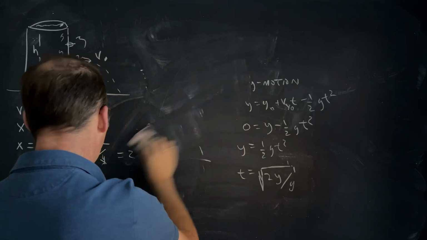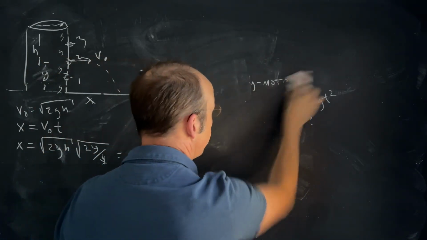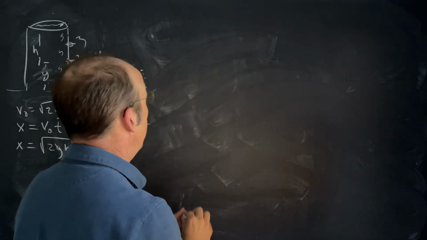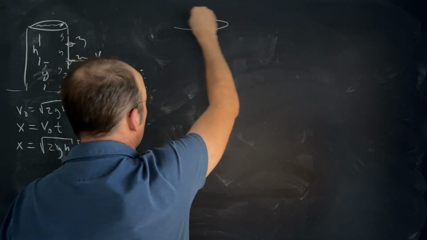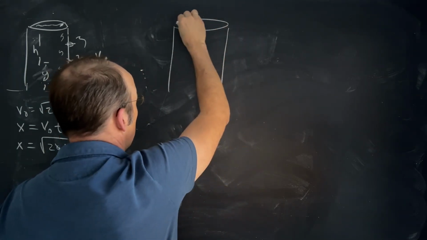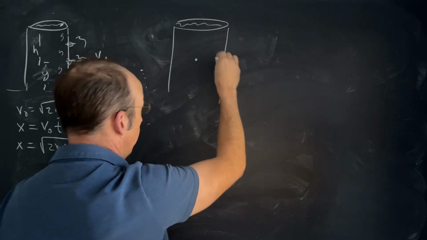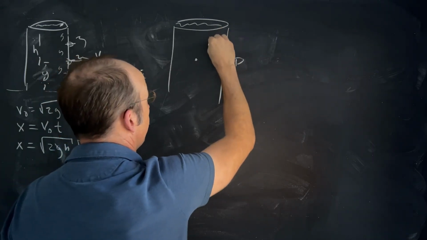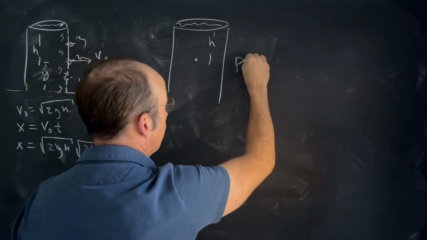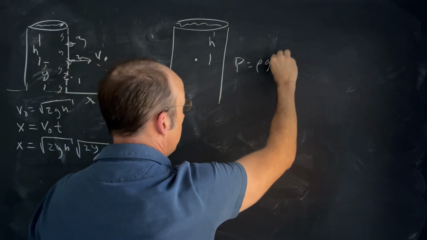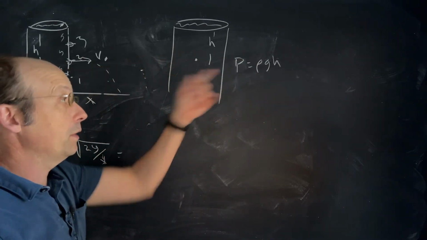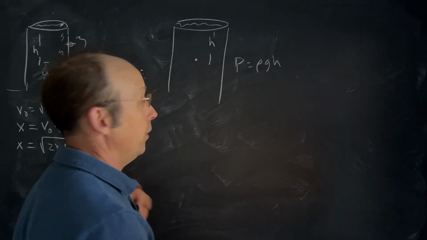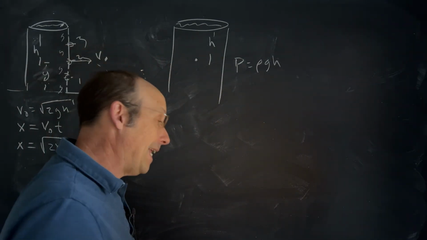The first thing I want to show is that if I have some water and I'm down here, at a depth of h underwater, the pressure is rho gh. So rho is the density of water, g is the gravitational field, and h is that value. So how do we get that?